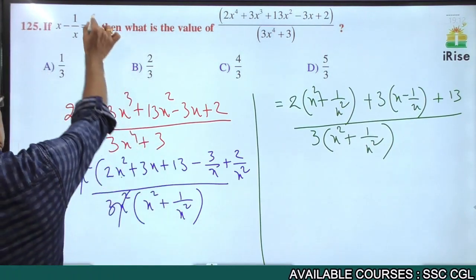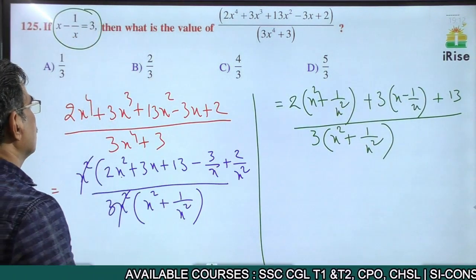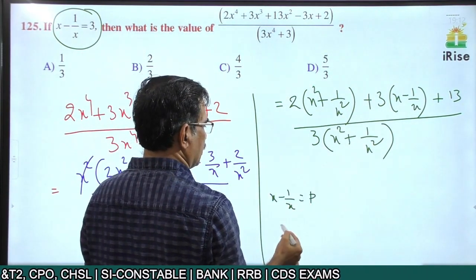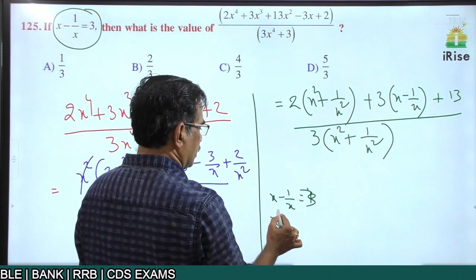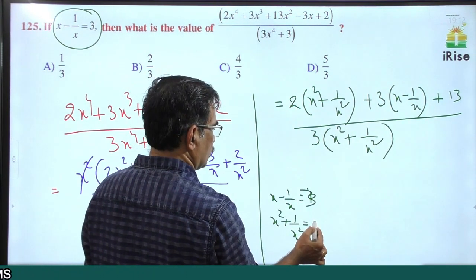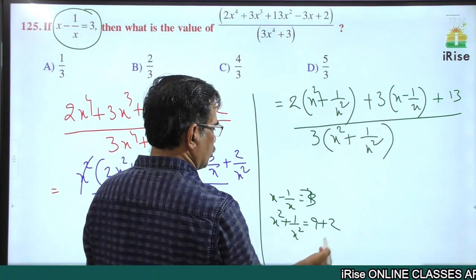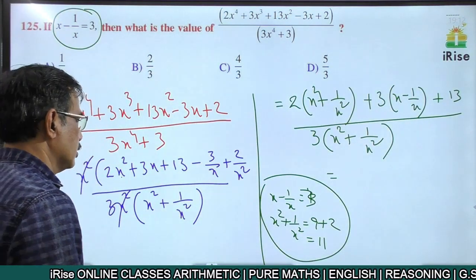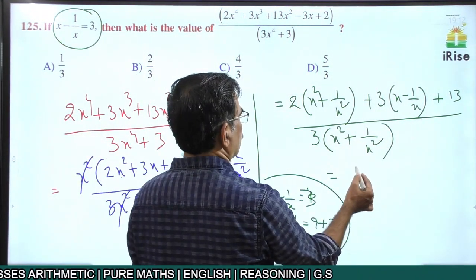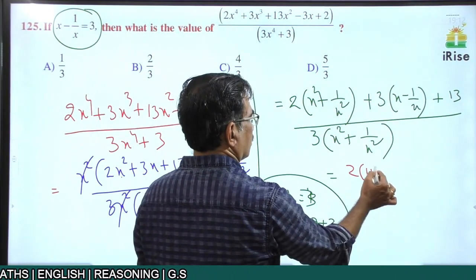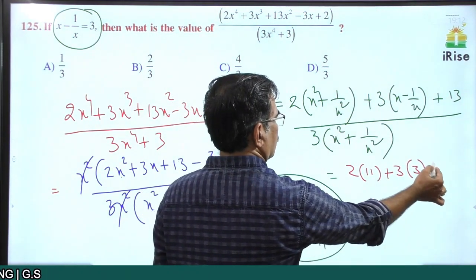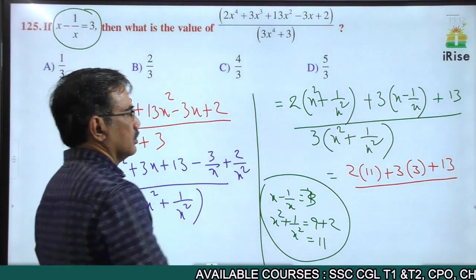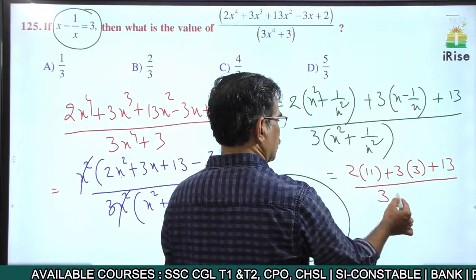If x minus 1 by x is 3 given, then what is x square plus 1 by x square? If x minus 1 by x is equal to p, given as 3, x square plus 1 by x square is equal to p square plus 2, 9 plus 2, which is equal to 11. So substitute this in the given question. So this is equal to 2 into 11 plus 3 into 3 plus 13 by 3 into x square plus 1 by x square, which is 11.